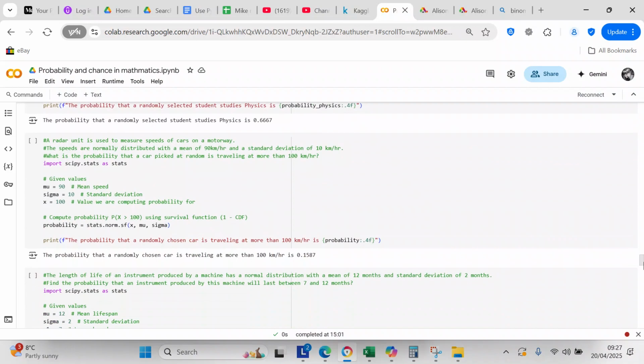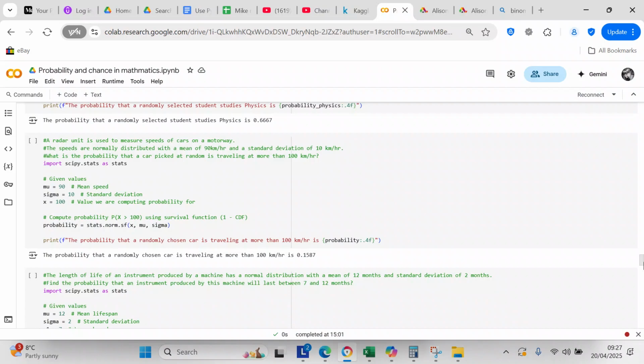So we have the next question. A radar unit is used to measure speeds of cars on a motorway. The speeds are normally distributed with a mean of 90 kilometers per hour and a standard deviation of 10 kilometers per hour. What is the probability that a car picked at random is traveling at more than 100 kilometers per hour? So we're going to use the Python scientific library SciPy.